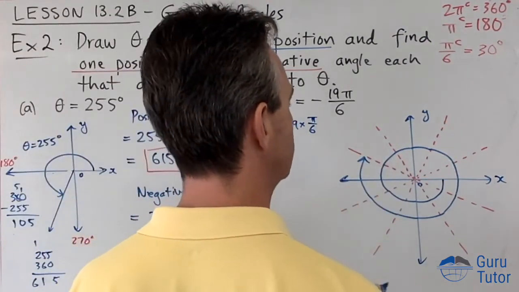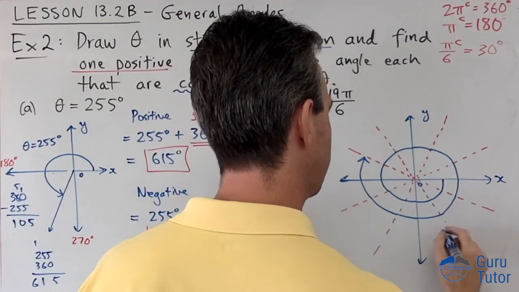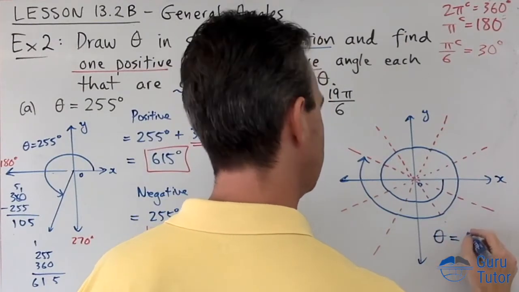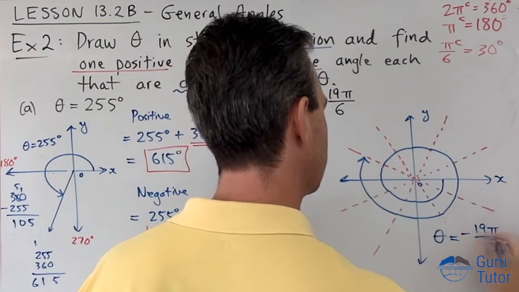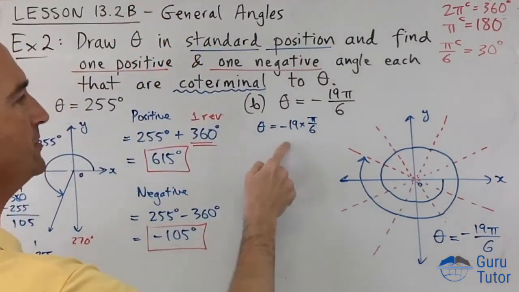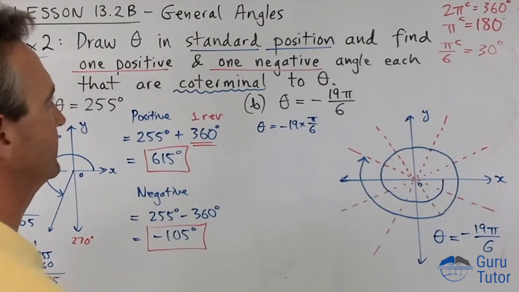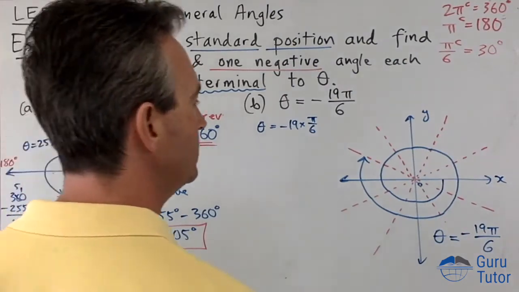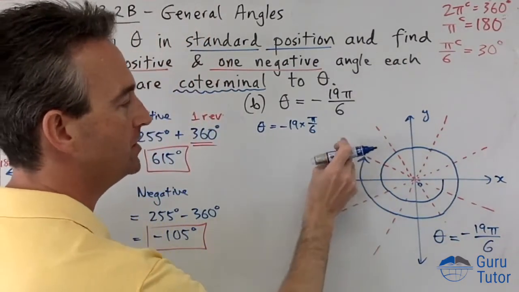It is in the second quadrant. I can label it anywhere pretty much. Theta equals negative 19 pi on 6. There it is, all the way back there. So that's the first part done. We've drawn it in standard position. Let's find one positive angle and one negative angle that are coterminal to that.